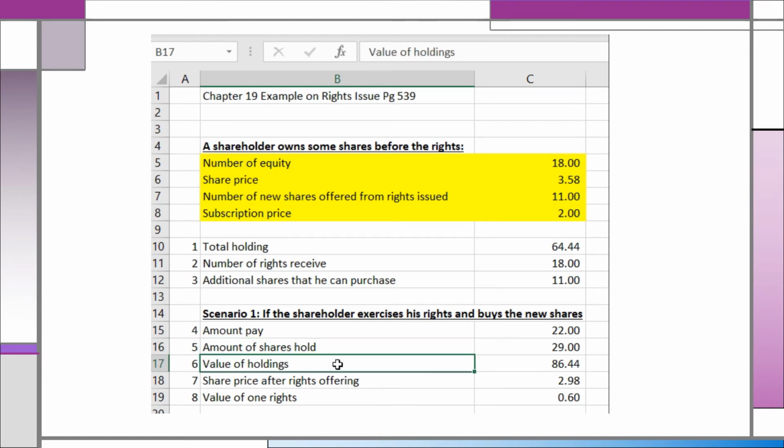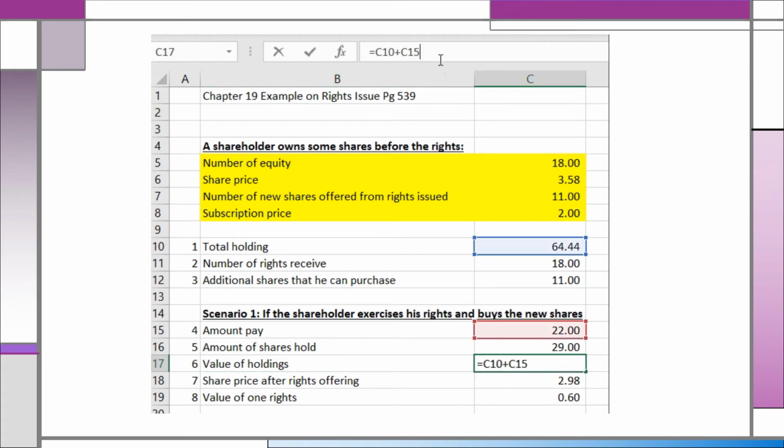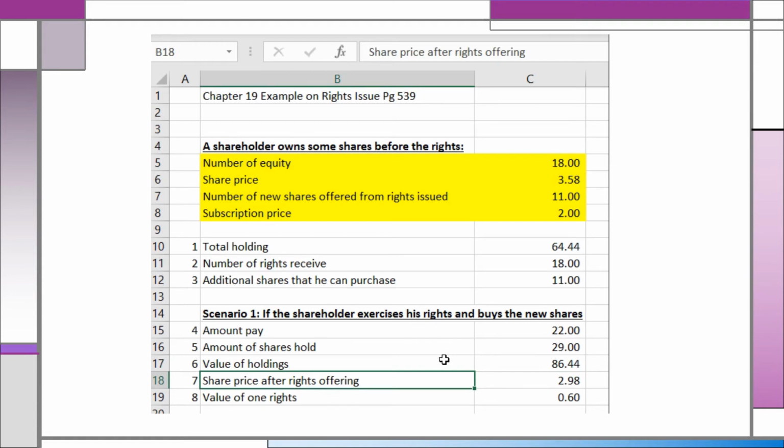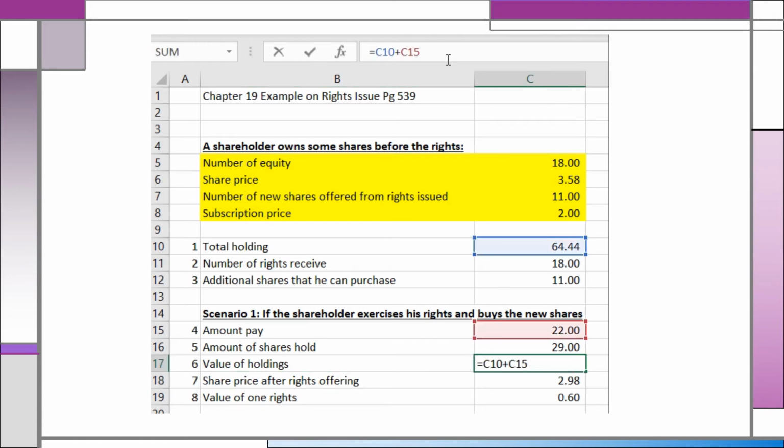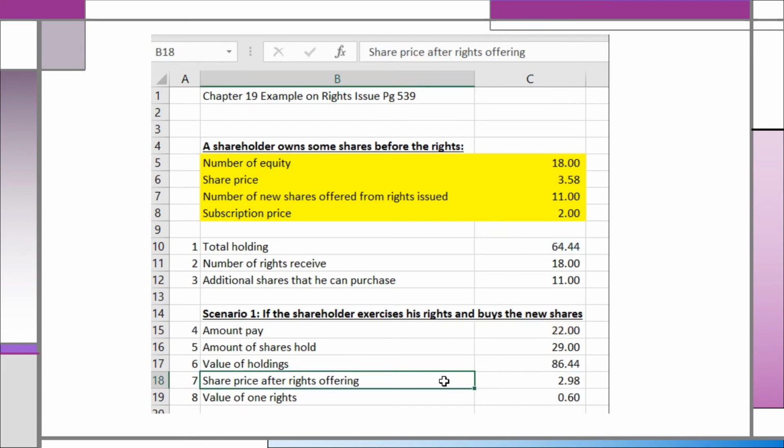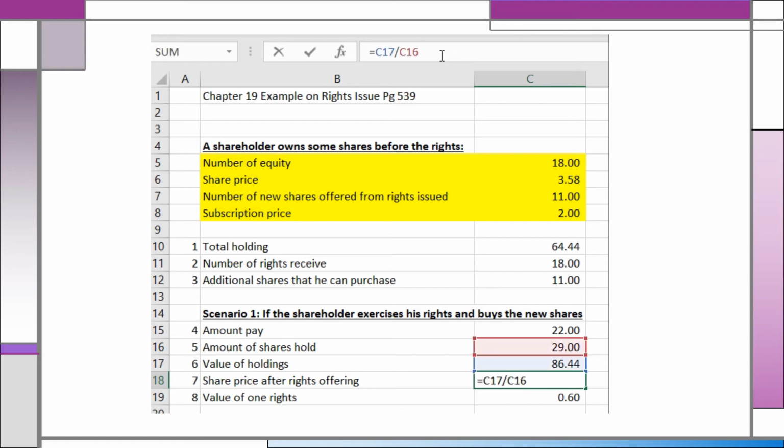Question 6. How much is the value of his holdings? The value of his holding is his original holding plus new capital subscribed to buy the new shares, which is 64.44 plus £22 paid. Question 7. How much is the share price after the rights offering? The share price is equal to the value of holdings divided by the amount of shares after the subscription.